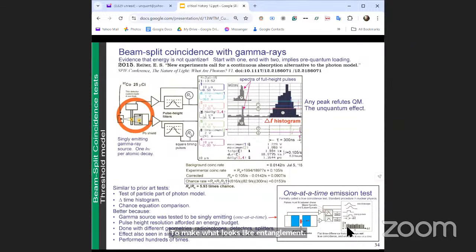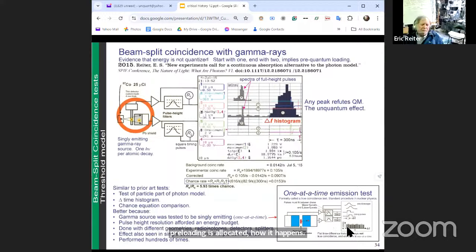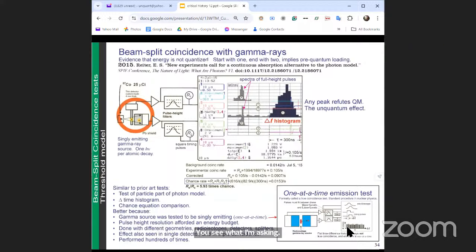Eric, would you say it's safe to say that your idea of preloading is more of a starting point for building a theory as opposed to a complete theory? Is that fair, or how would you characterize it? How well developed do you think it is? Because if you start applying this to large systems, you get into a whole slew of questions about how the preloading is allocated, how it happens. You see what I'm asking? Yeah.